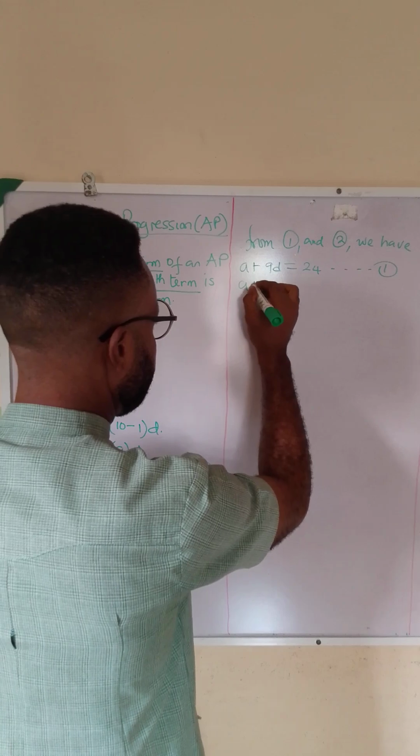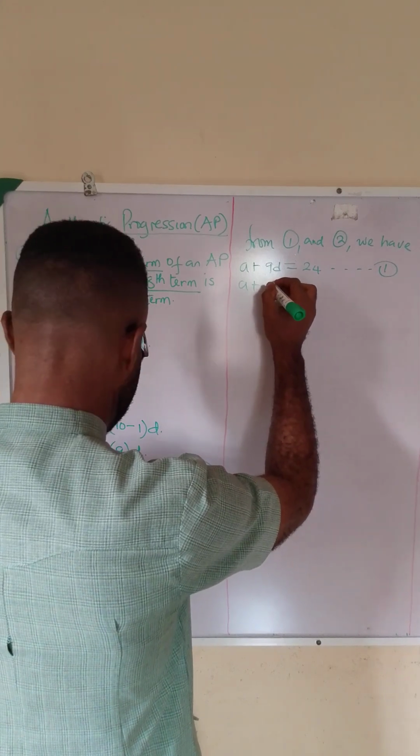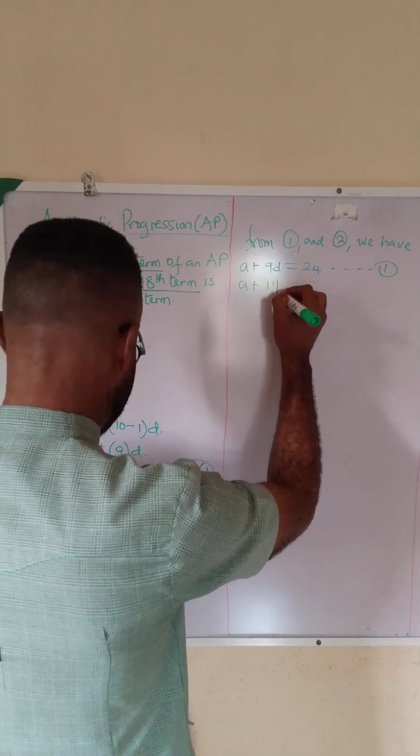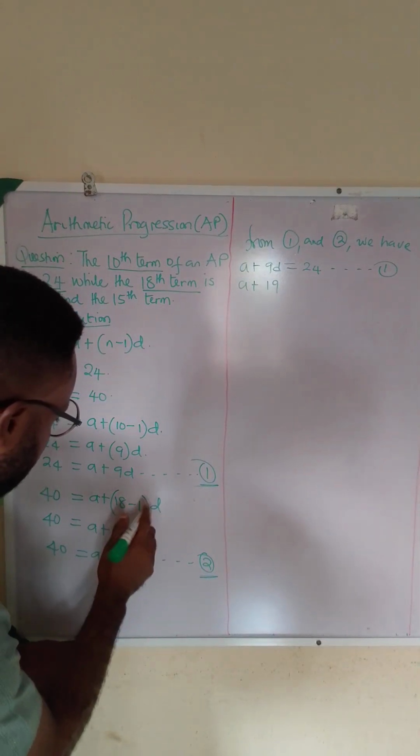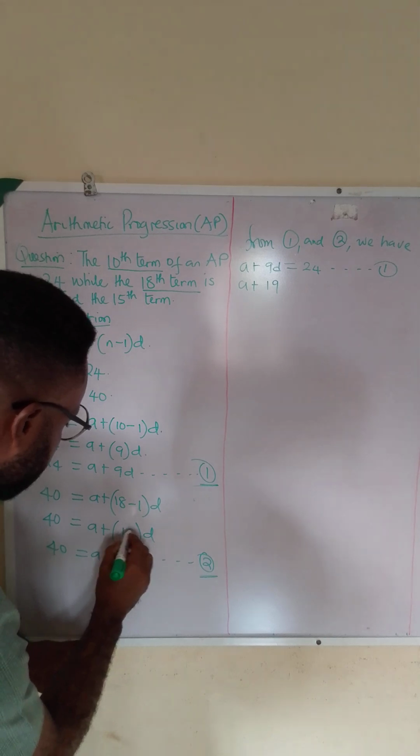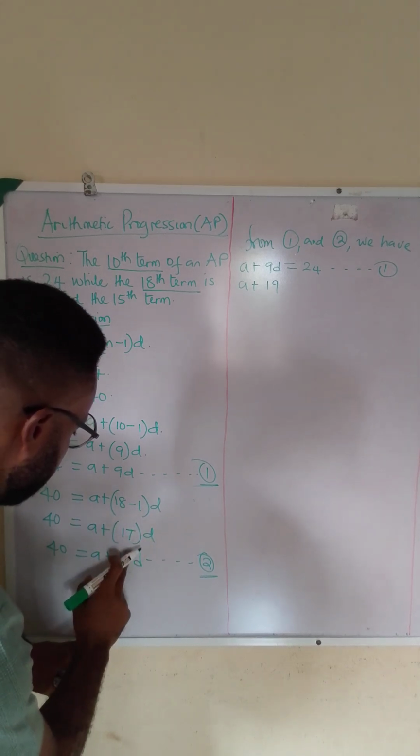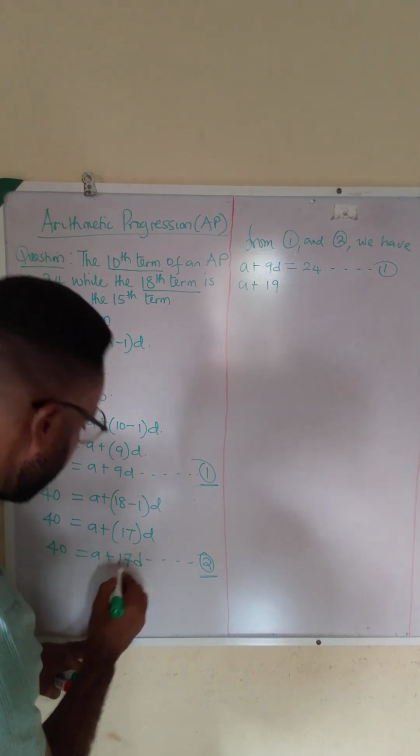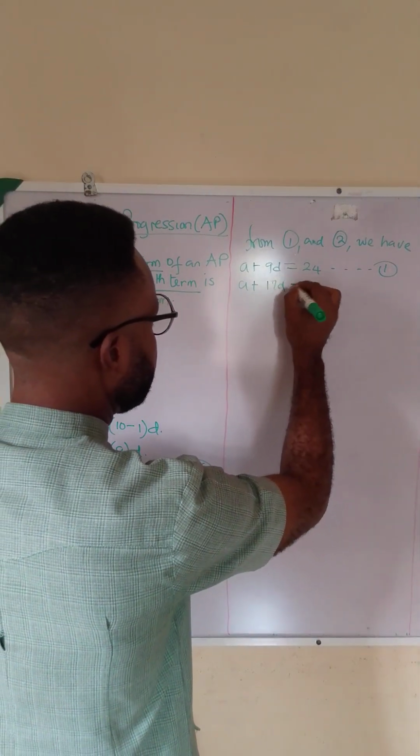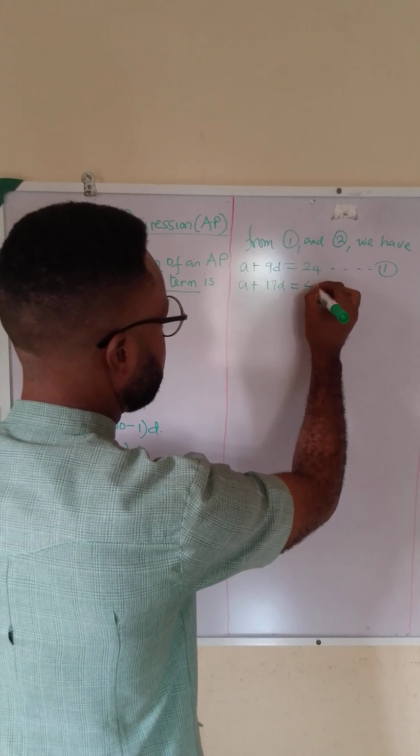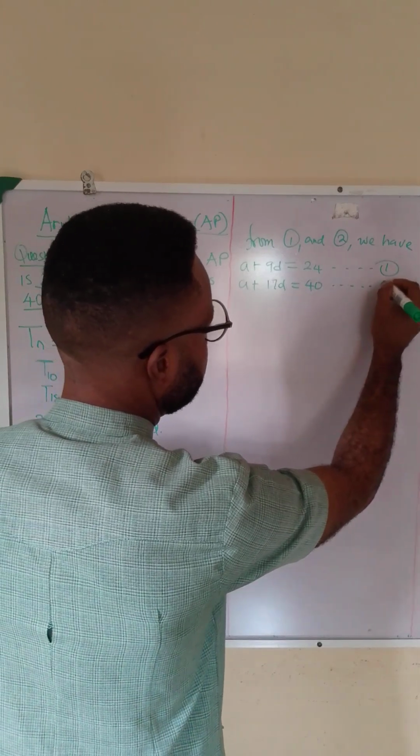So A plus, okay, this is 17, oh sorry, 18 minus 1 is 17, I just noticed it. So this will be A plus 17D equals 40. This is our equation 2.